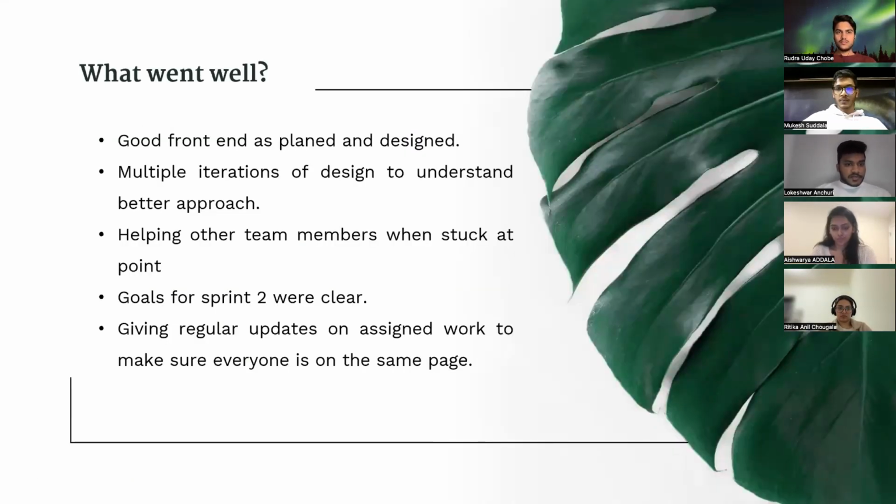Okay, coming to what went well. We are very happy with the front end part. We got a good front end as we planned and designed, with multiple iterations of design to understand a better approach. The next one is helping other team members when stuck at a point. We faced some problems when some team members hit an issue in the middle, and as a team we helped each other solve the problem. And next, goals for sprint 2 were clear, and we gave regular updates on assigned work to make sure everyone is on the same page. So these are the points that went well. And coming to the next slide.